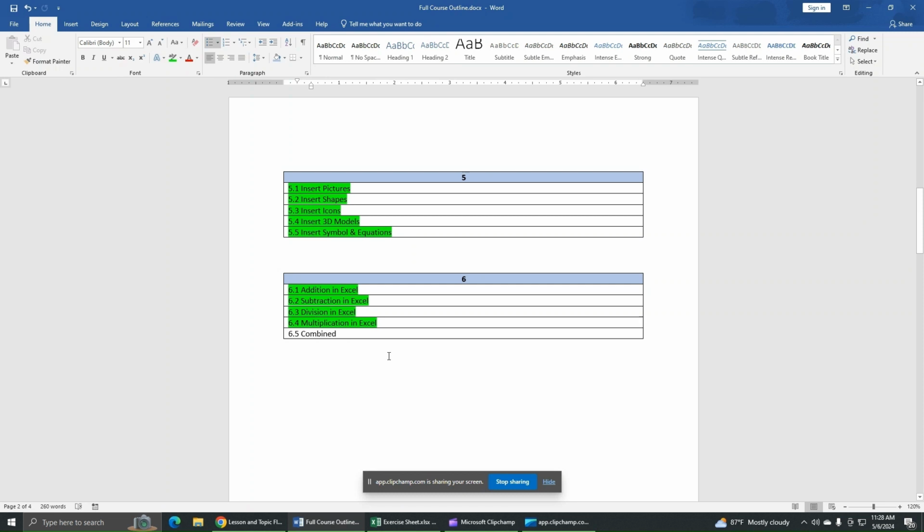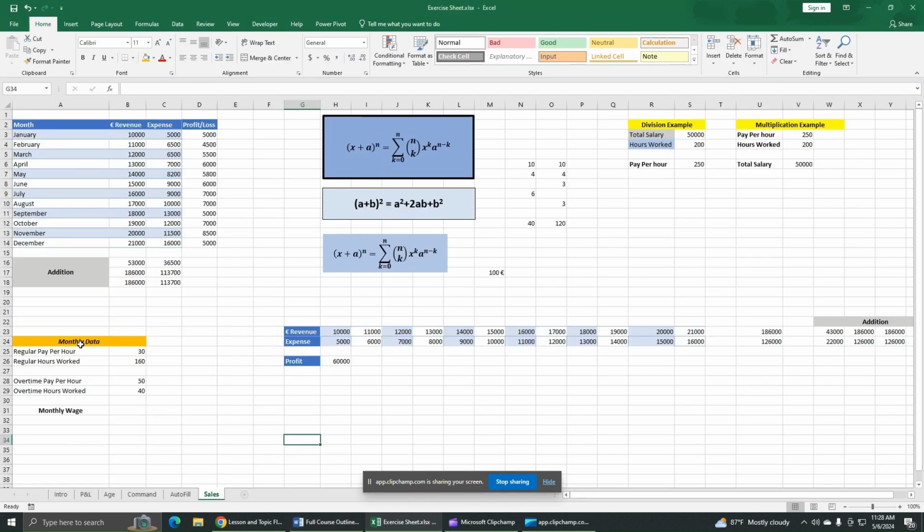Hello everyone. Today we will see how we can do combined arithmetic operations in Excel. So let's start. We will use this data in this tutorial. Here, monthly data of an employee is given.